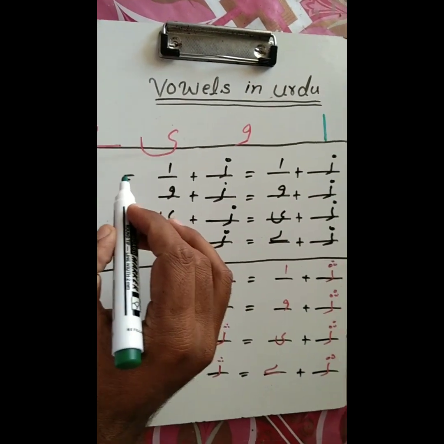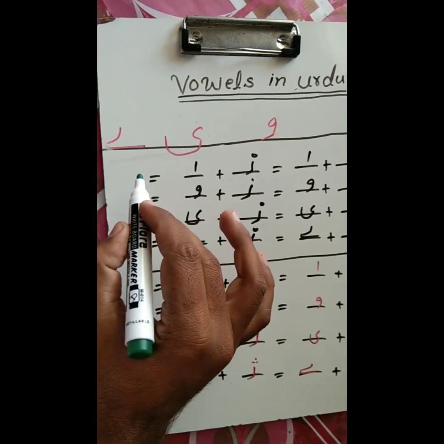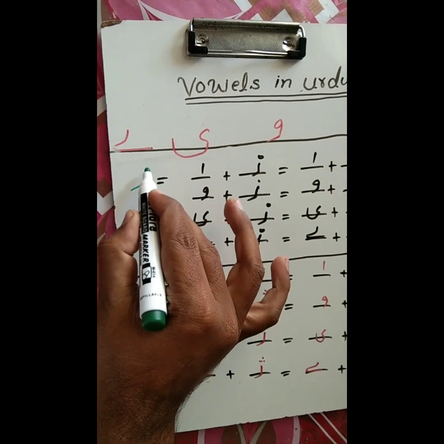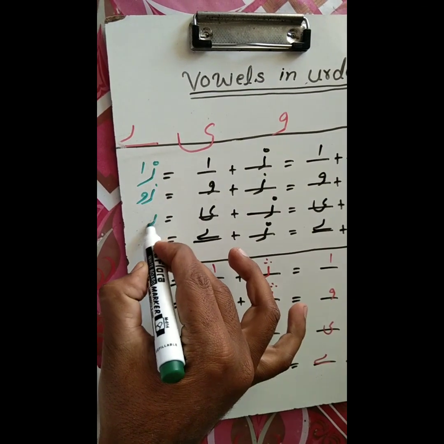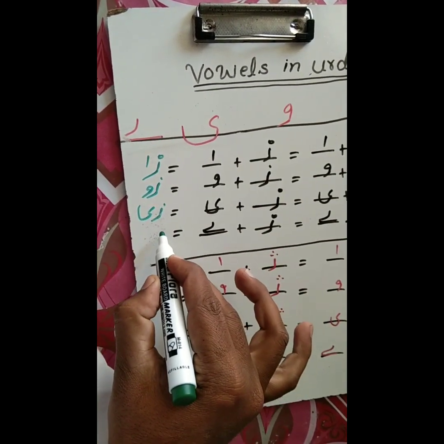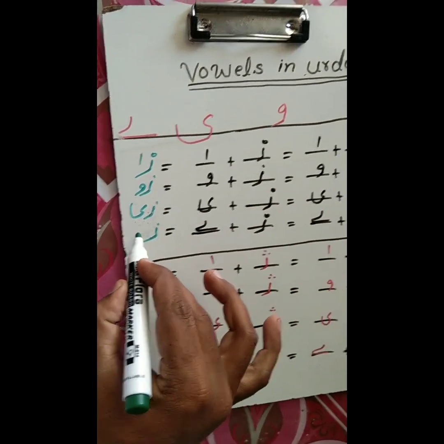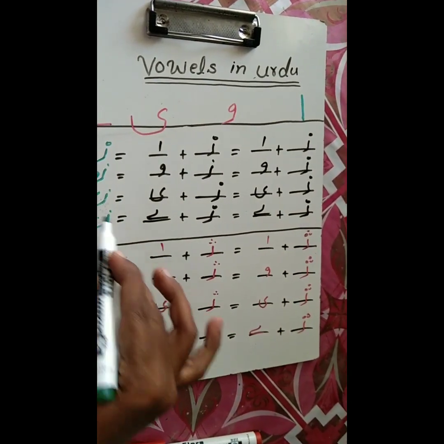Our next word is ze, and when we combine we get ze alif za. With wa we get ze wa zo. With choti a we get ze choti a zi. With badi a we get ze badi a ze.